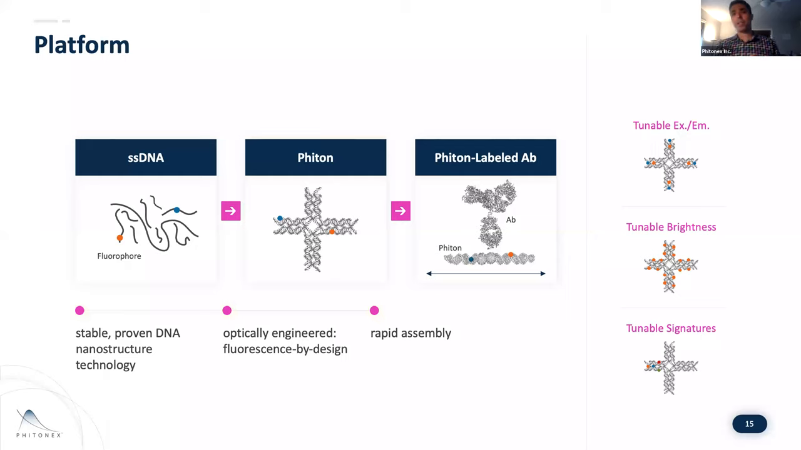And the final part of this is, of course, that we can conjugate that to an antibody, and I'll describe the means by which we do that. But the fact is, it's an oligo-based platform, so you can probably guess at what we're doing in terms of putting oligos onto the Fc region of an antibody and then putting these phytons on. But one very interesting thing we've been working towards too is how do you tightly control that? Because we have a very quantitative system. We know exactly how many component dyes are on a phyton. We know how many phytons should go onto an antibody. What this platform enables us to do is tunable excitation and emission, tunable brightness, and tunable signatures. And I'll show you data across all three today. But it's stable, it's proven.